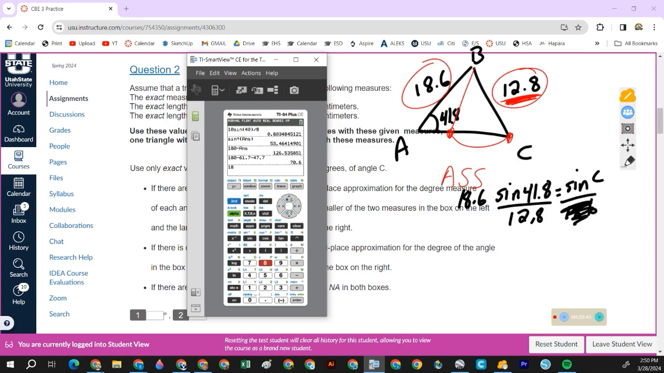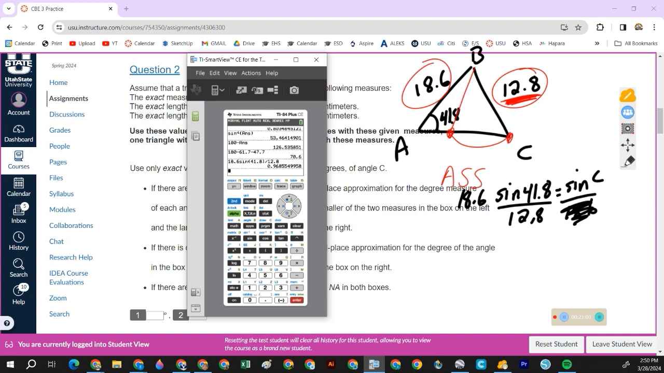So 18.6 sine of 41.8 divided by 12.8. If I got a number bigger than 1, the answer is no triangles. If I get a number smaller than 1, it means two triangles. So this one does have two triangles.